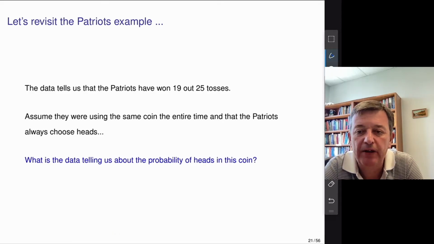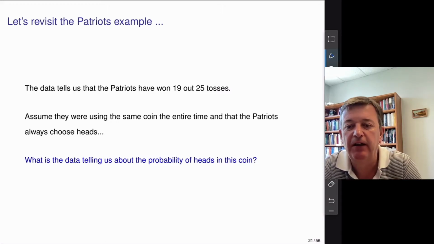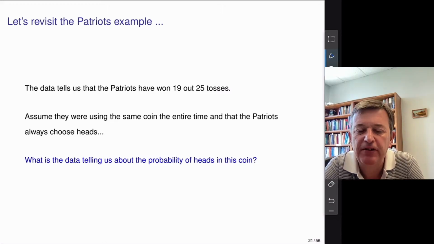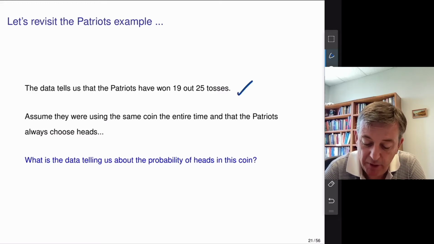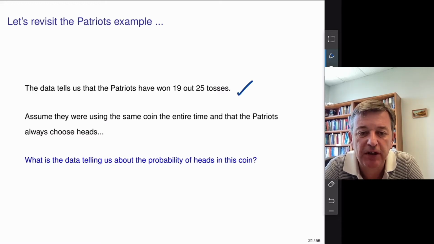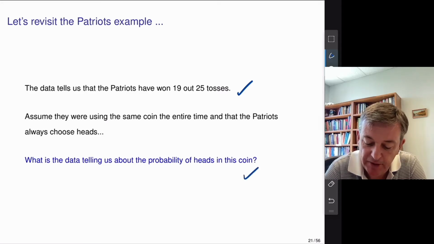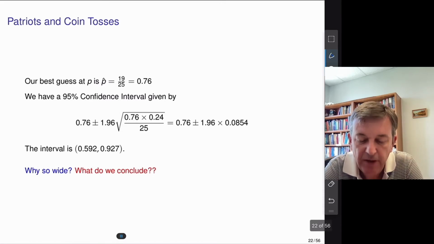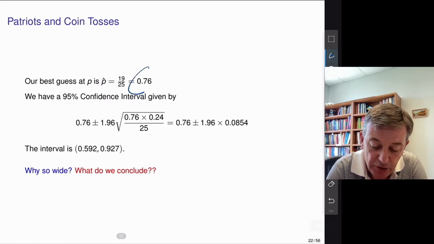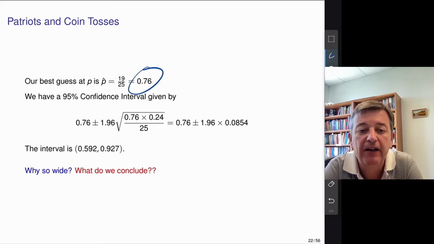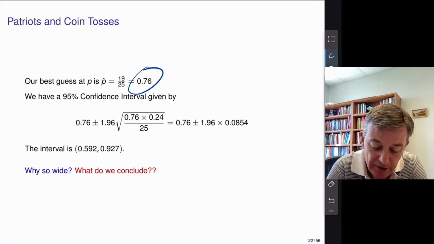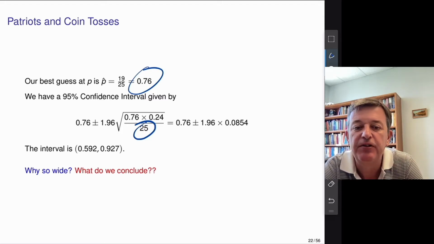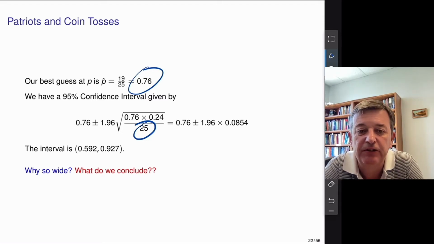Okay, another quick example that you can go over in the notes. Remember our Patriots example. They won 19 out of 25 tosses, and what's the data telling us about the probability of heads of these coin tosses? So again, p-hat, you would think it should be 50%. It's way higher. It's 76%. The sample size is very small. Again, sample size is very important in these calculations. The larger the sample size, the more accurate you get, and so the tighter the confidence intervals will be.